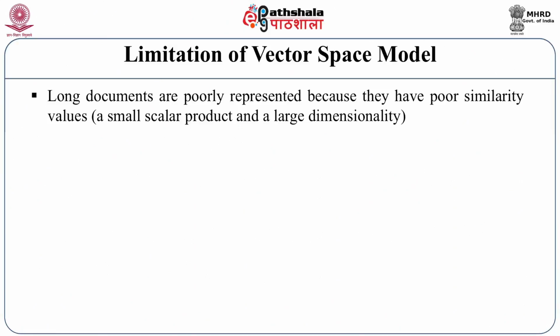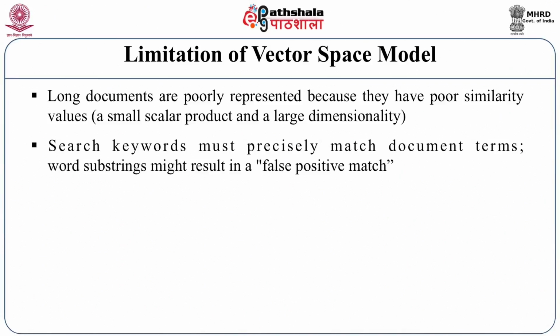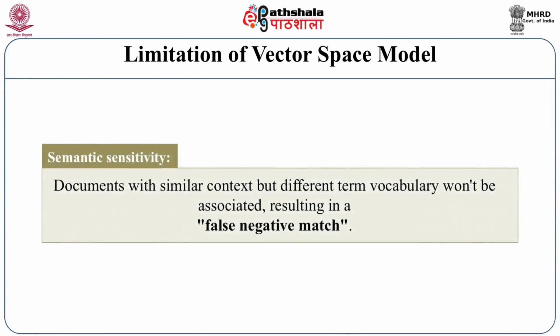The major disadvantages of the vector space model are, first, that long documents are poorly represented because they have poor similarity values, that is, a small scalar product and a large dimensionality, which creates a great problem. Second, keywords must precisely match document terms, that is, a word substring might result in a false positive match. The third problem is semantic sensitivity. Documents with similar context but different term vocabulary won't be associated, which also results in a false negative match.